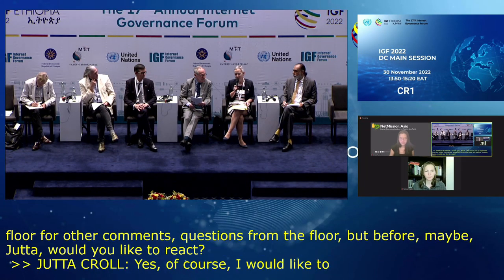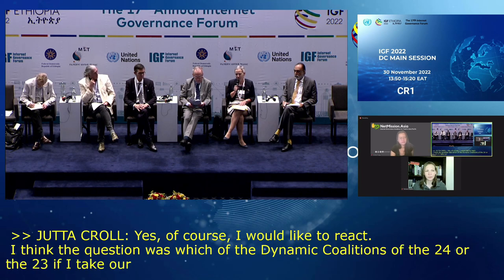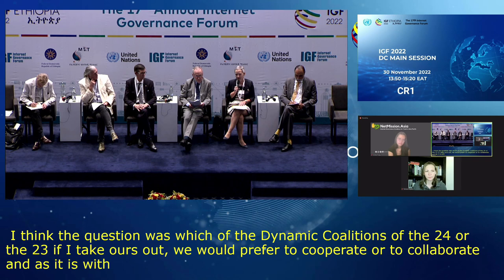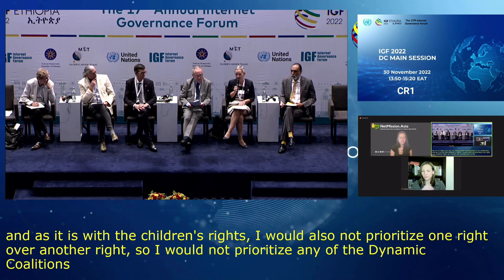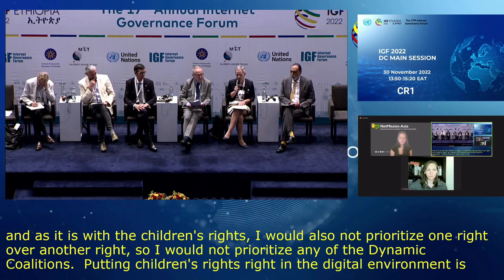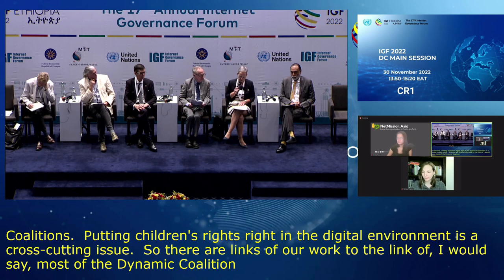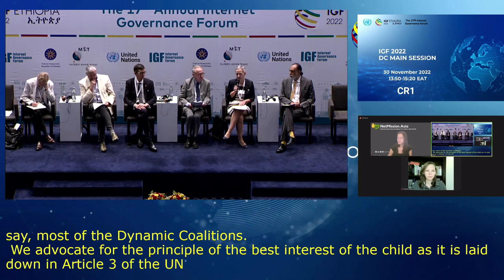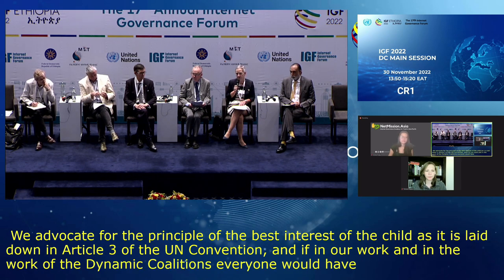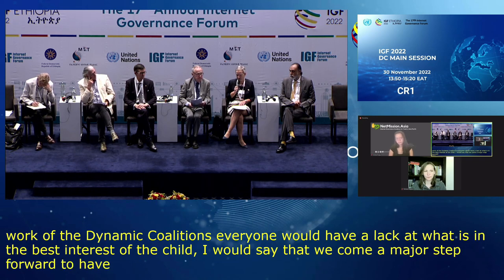I think the question was which of the dynamic coalitions, of the 24 or the 23 if I take ours out, we would prefer to cooperate or collaborate with. As with children's rights, I would not prioritize one right over another, so I would not prioritize any of the dynamic coalitions. Putting children's rights right in the digital environment is a cross-cutting issue, so there are links from our work to most of the dynamic coalitions. We advocate for the principle of the best interest of the child as laid down in Article 3 of the UN Convention. If in our work and in the work of the dynamic coalitions, everyone would look at what is in the best interest of the child, I would say we come a major step forward to have human rights and children's rights in a good way in the digital environment.